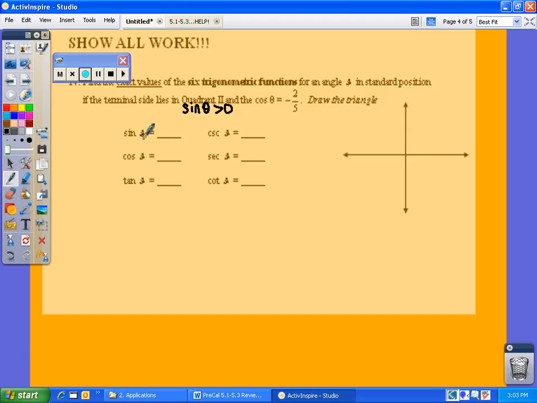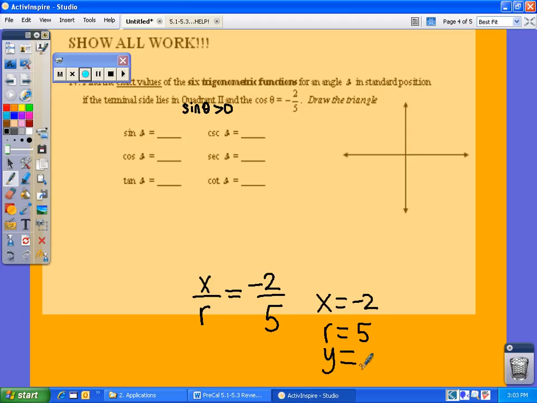We also know that cosine is equal to x over r. Now, since there's a negative there, you know that you can't have a negative radius, so that negative is going to carry over to the top. Do not put negatives in both spaces, because if you put negatives in both spaces, remember, negative divided by negative is a positive. So that defeats the purpose of having a negative. So we're just going to move the negative to the top, meaning that x equals negative 2, r equals 5. So we're trying to find the value for y.